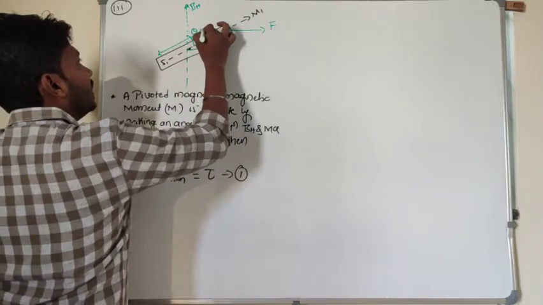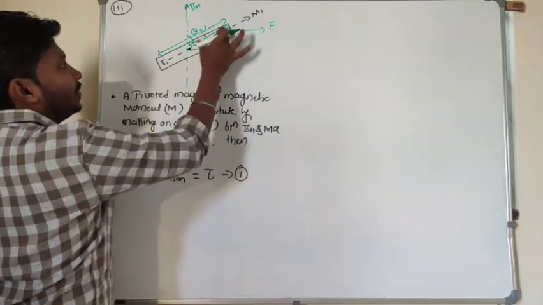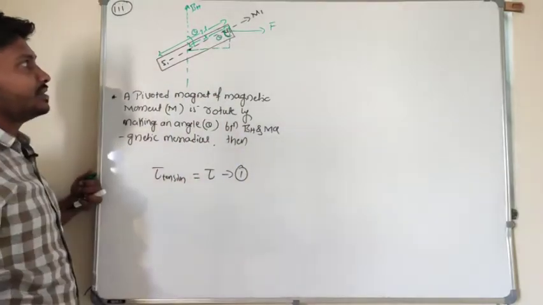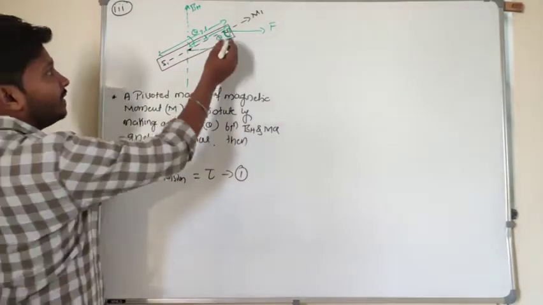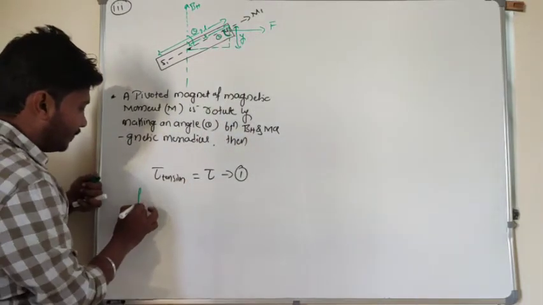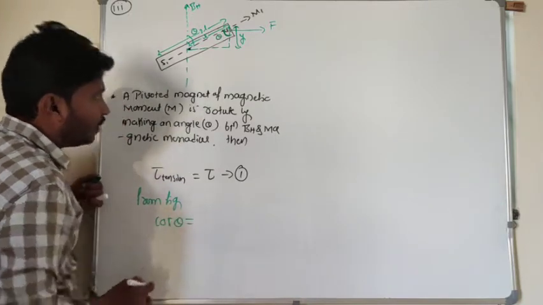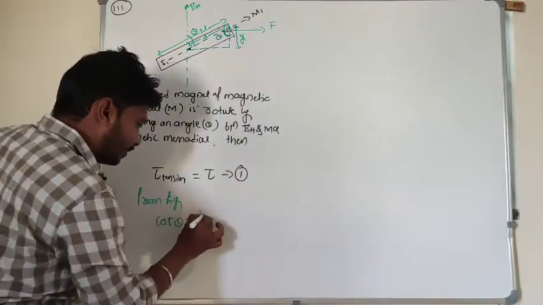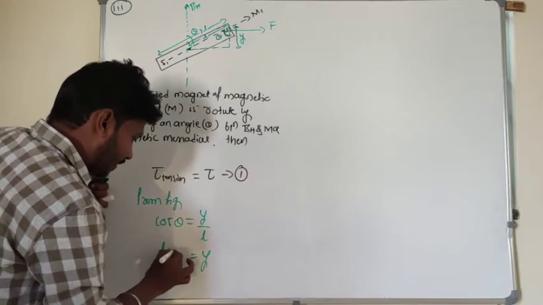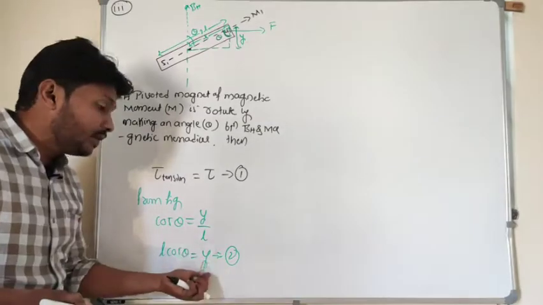This is 2L, the dipole length is 2L. From the center this value becomes L here. Out of 2L this is L, and this is angle theta we can consider. This distance I will take as Y here, right? Then from the figure, cos theta is equal to adjacent by hypotenuse, Y by L here, right? Y is equal to L cos theta. I got the value of the perpendicular distance. Perpendicular distance means Y.